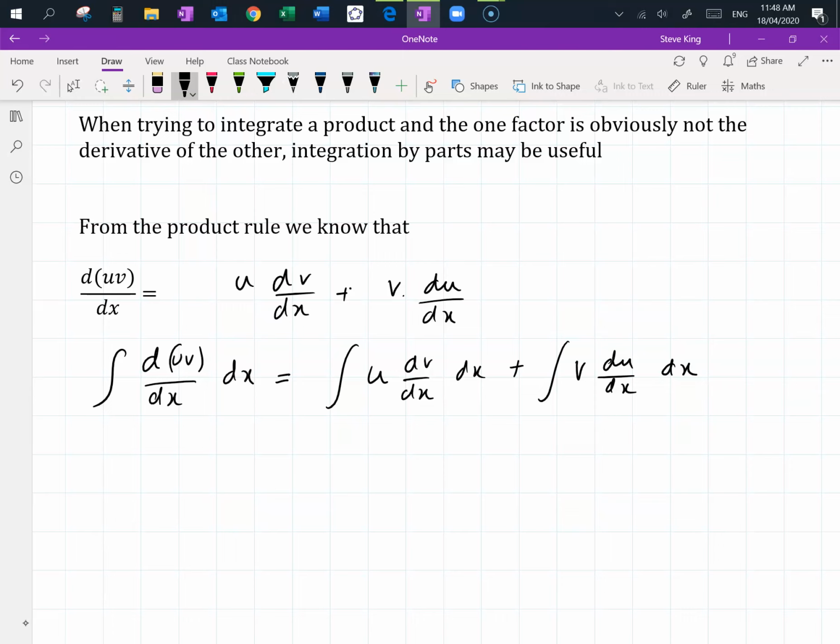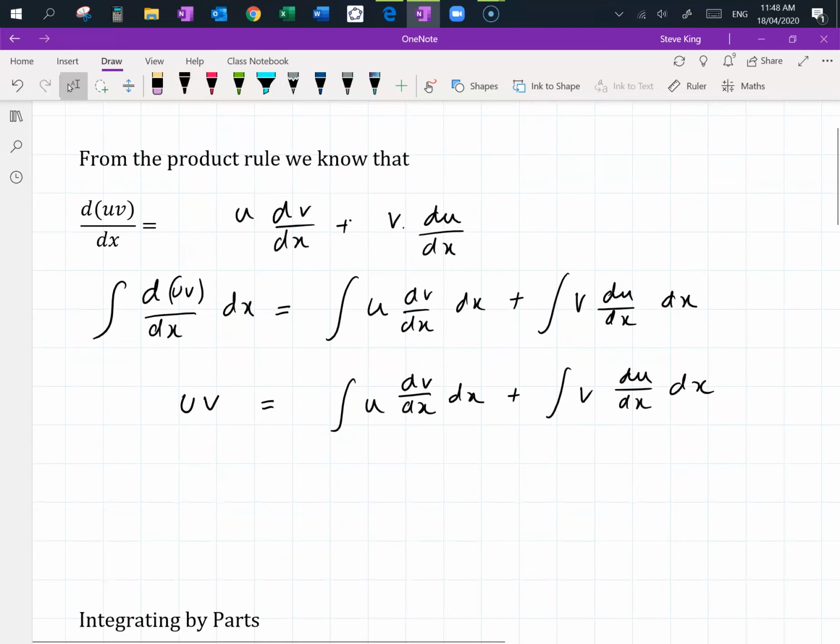Now, if I take the integral of a derivative of a function, it's like squaring a square root, or taking the square root of a square. I'm going to go back to the original thing that I started out with. So I'm left with uv is equal to the integral of u dv dx plus the integral of v du dx.